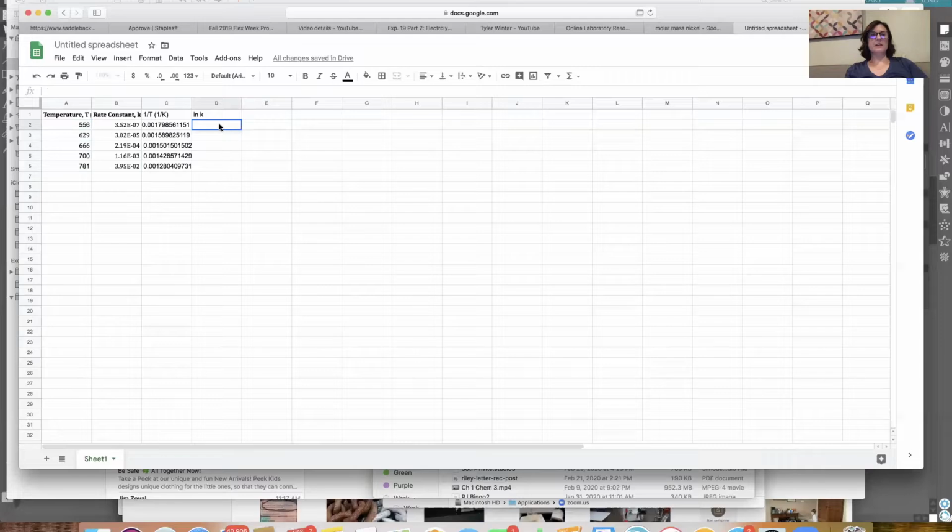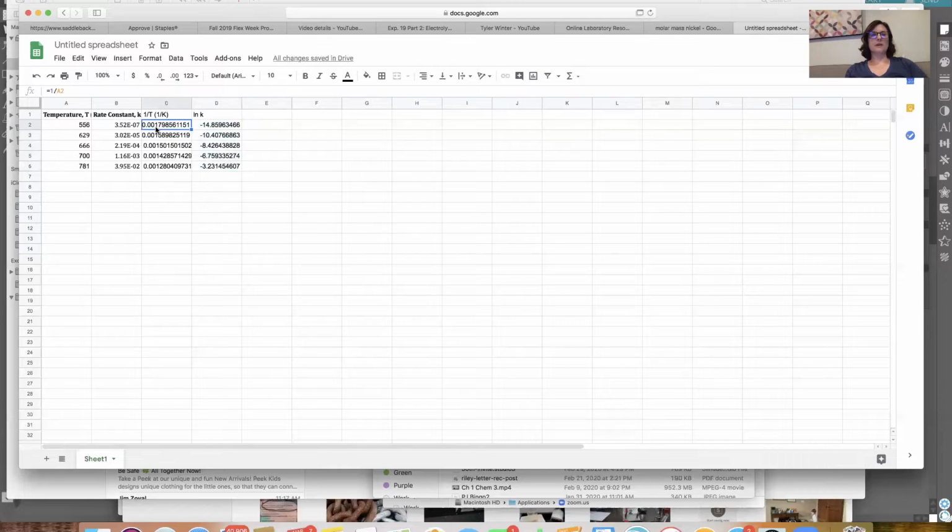Same idea for ln of k. I'm going to hit equals ln, open parentheses, click on that number for k, close parentheses and hit enter. It took the natural log of that 3.52 times 10 to the negative 7. I'm going to click on that box, go to the bottom right corner and drag it all down to get the rest of those values.